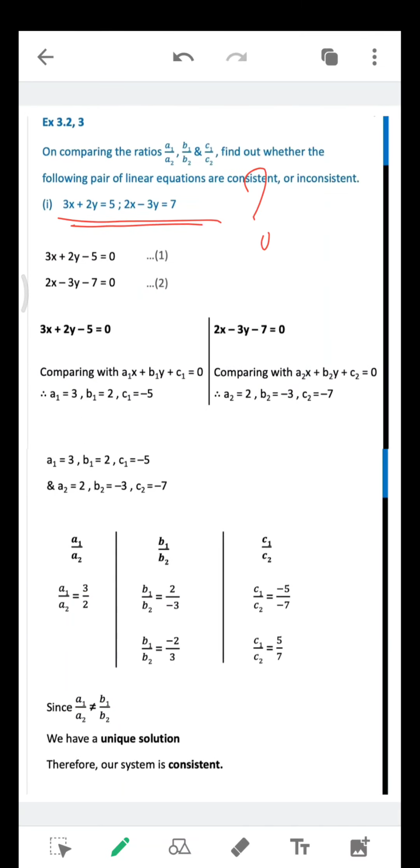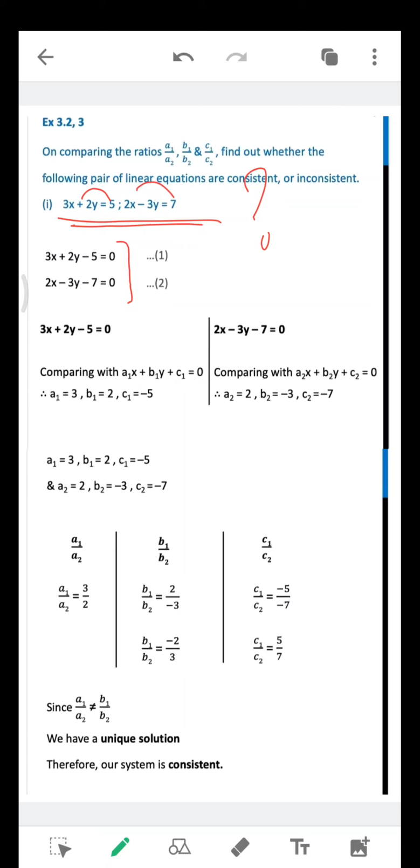So let's see, by comparing the ratios of the coefficients, we can say whether the equations have a unique solution or not. These are the two equations given to us in the question: 3x plus 2y, I'll bring that 5 to the left to make it in standard form, and 7 to the left, it will become 2x minus 3y minus 7.